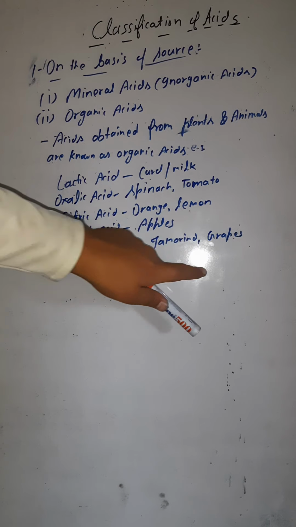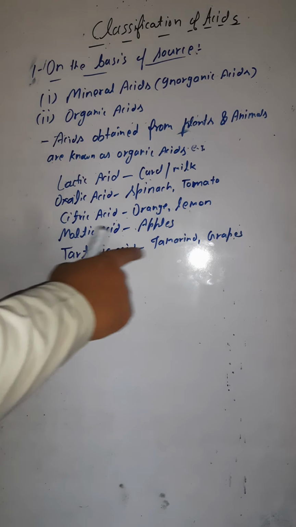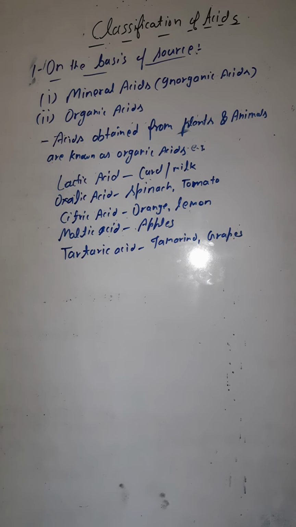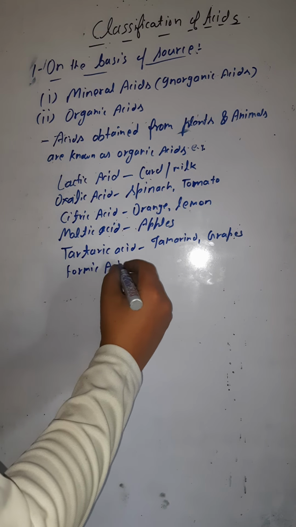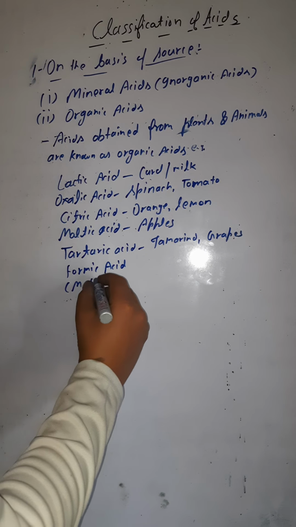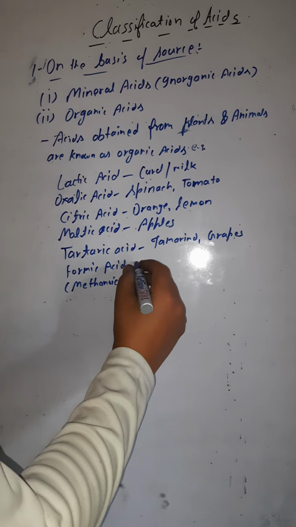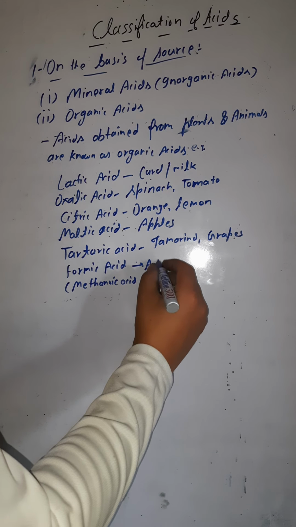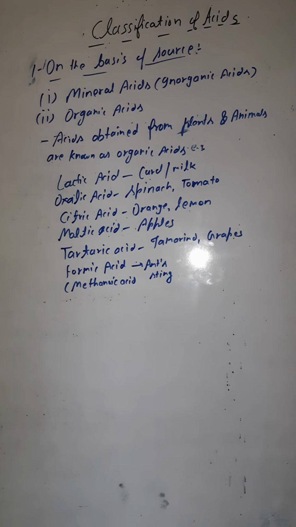In tartaric acid, you would find that tartaric acid is there in tamarind and the grapes. Then in the ant's sting you would find formic acid, also called methanoic acid. This you would find in which? In ants' sting. In ants' sting you would find formic acid, also called methanoic acid.